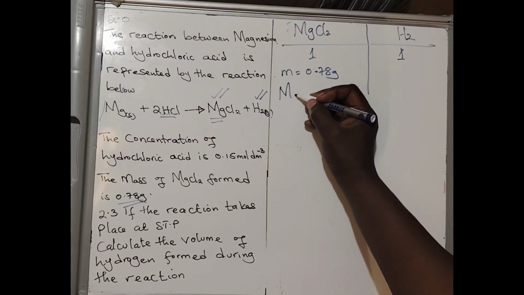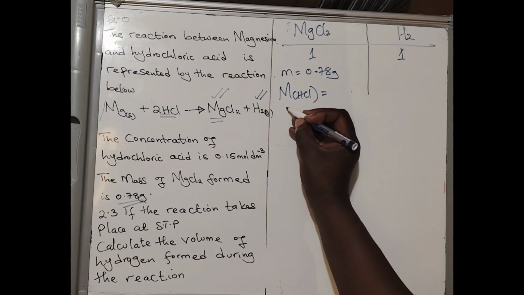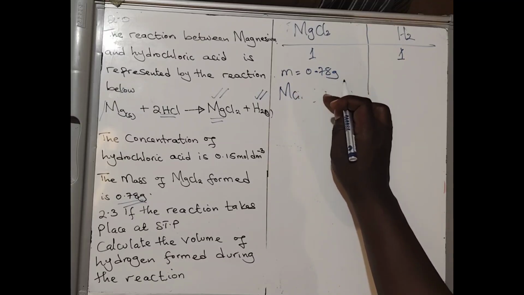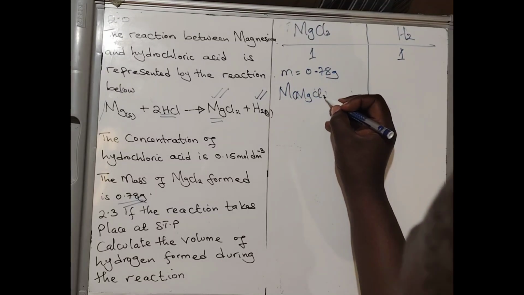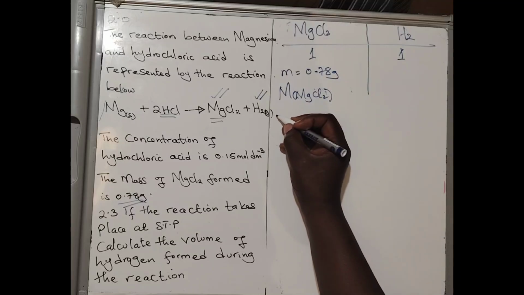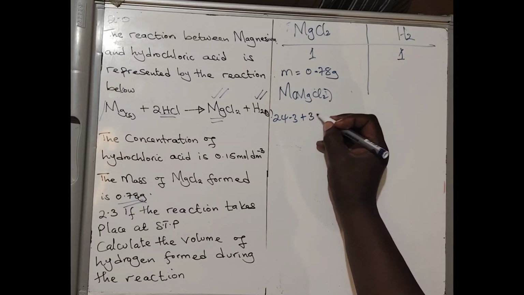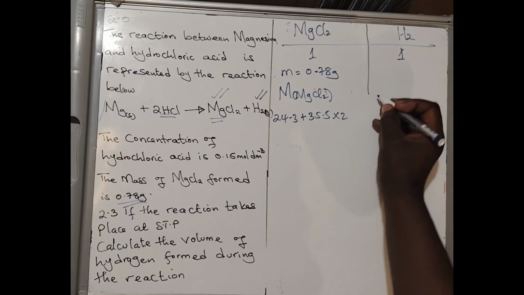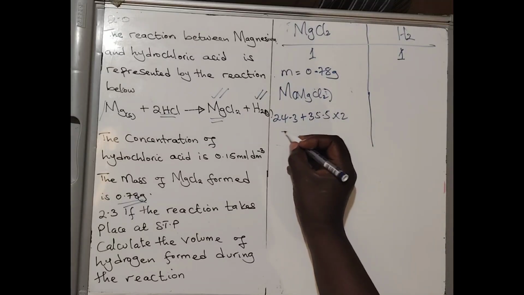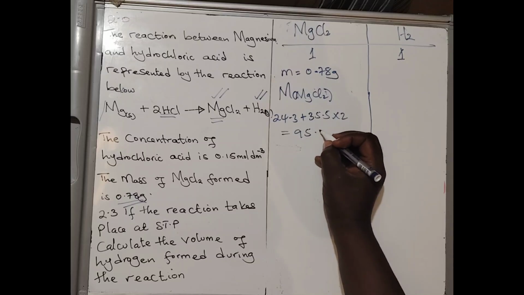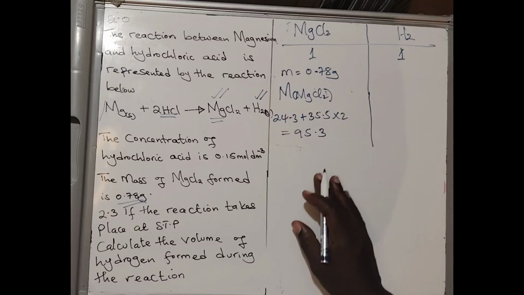The molar mass of magnesium chloride, we found it already in the previous question. It's going to be 24.3 plus 35.5 times 2. Okay, we got 95.3. Yeah, that's what we have, grams per mole.